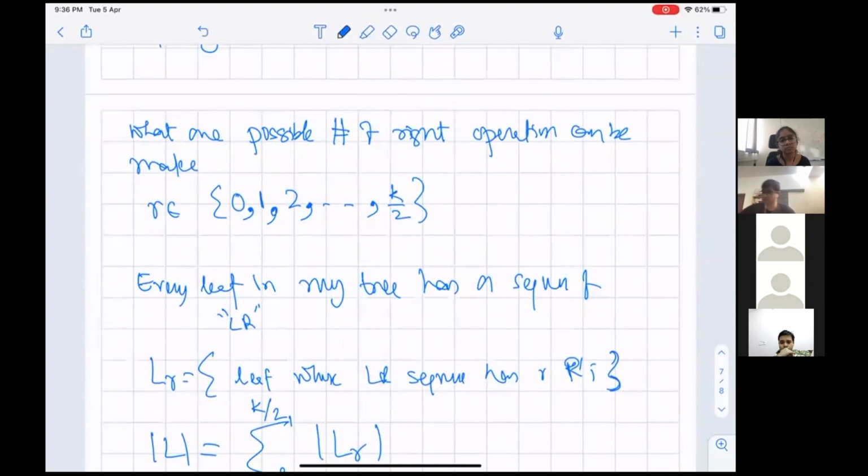So I'm telling you, look at a tree where these moves happen, and this is where I reach. How many such leaves are there, or how many such objects are there? This is the argument I'm trying to explain. Just one second.